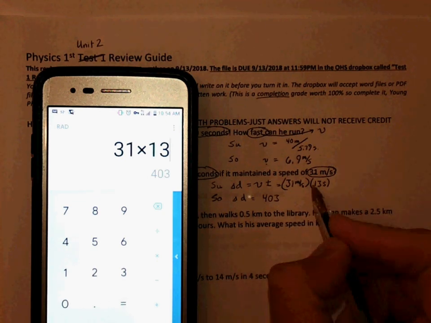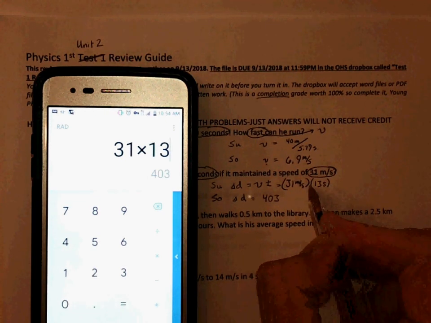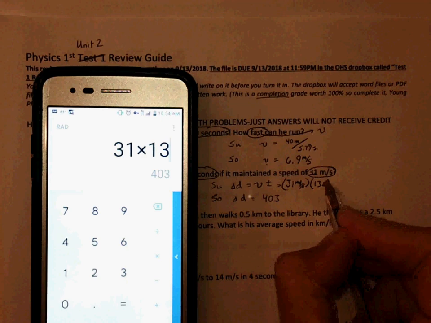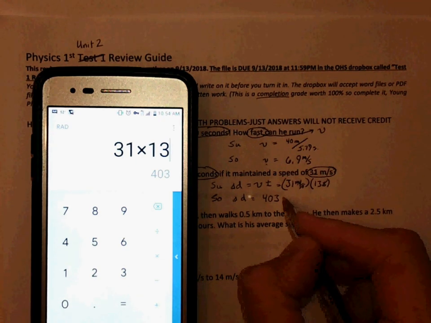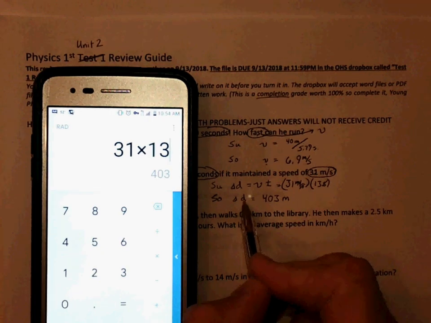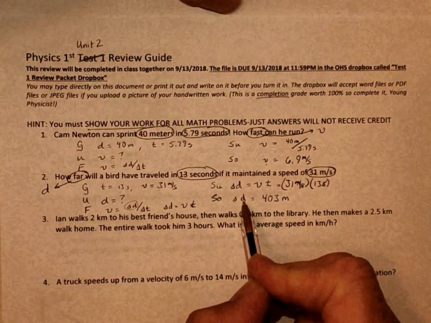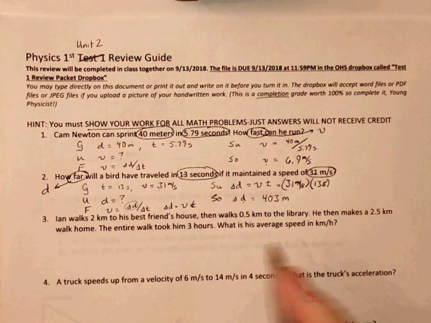403. Hey, look at this. Meters per second times seconds. Seconds is on the bottom and on the top. They cross off. I'm left with meters, and that is a distance. So that worked out very well.